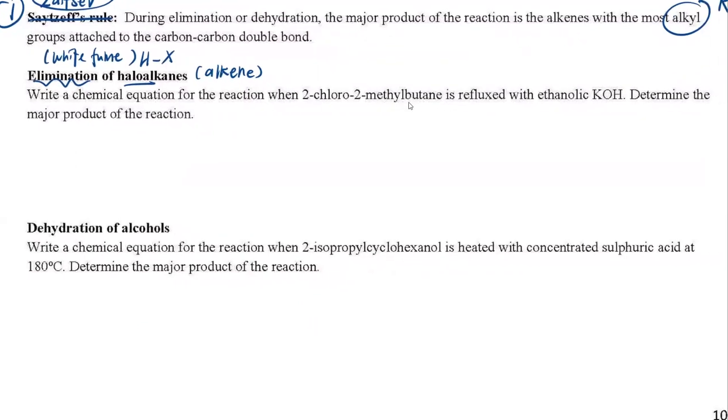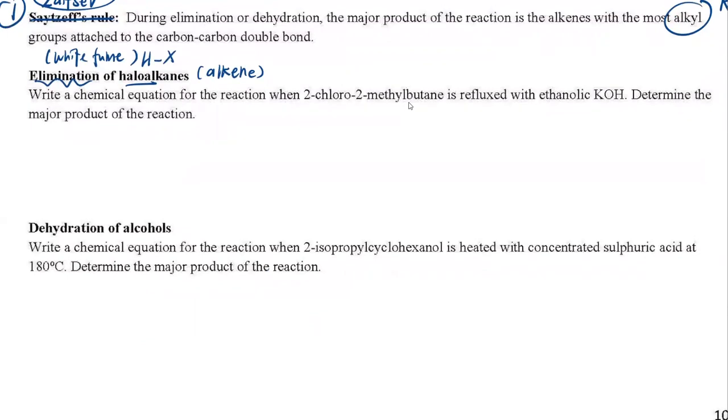Okay, so write a chemical equation for the reaction when 2-chloro-2-methylbutane is refluxed with ethanolic KOH. With the word ethanol, you know that this is elimination. This is the solvent used for potassium hydroxide to eliminate HCl.